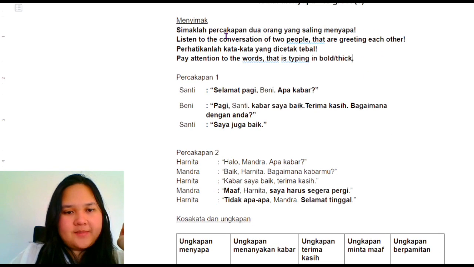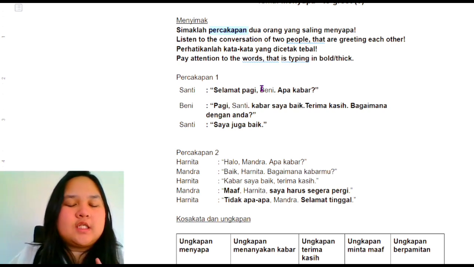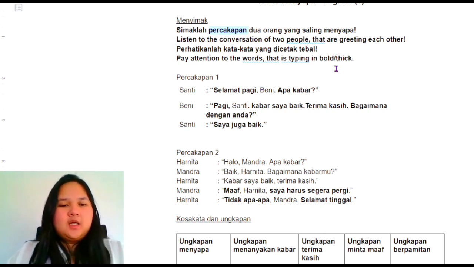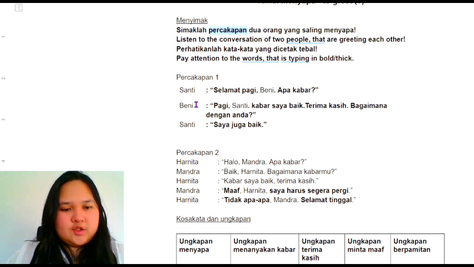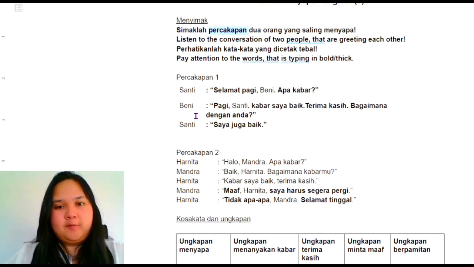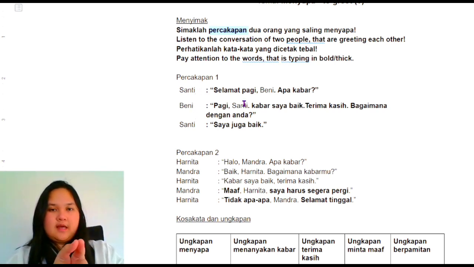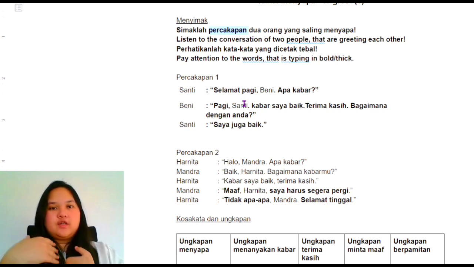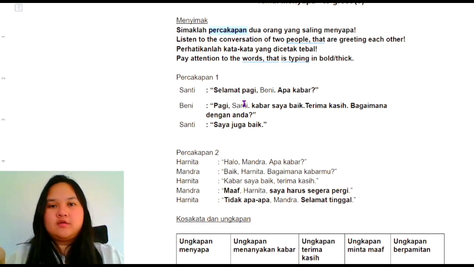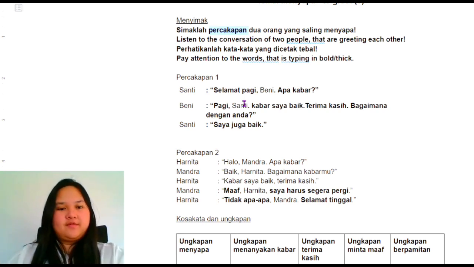Percakapan satu. Percakapan, what is percakapan? Yes, conversation, conversation number 1. Ada dua orang, there is two people, Santi and Benny. So let's read together, or I can read first, then you can also repeat after me, alright?